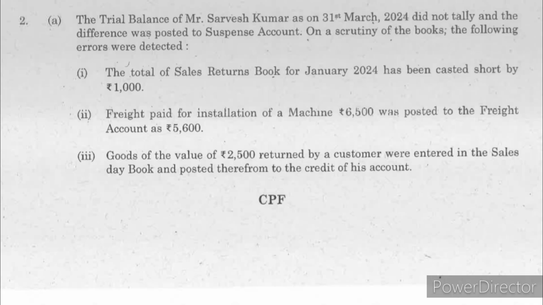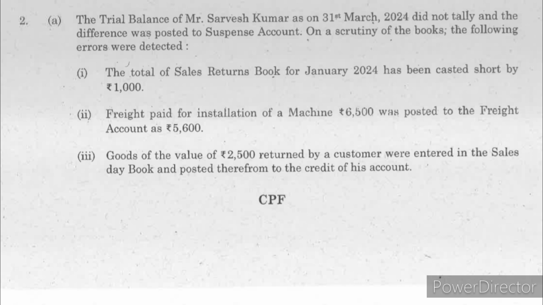So let's discuss question number 2A, which consists of journal entries related to rectification of errors in the books of Mr. Sarvesh Kumar as on 31st March 2024. Question says that the trial balance of Mr. Sarvesh Kumar as on 31st March 2024 did not tally and the difference was posted to suspense account. On a scrutiny of the books, the following errors were detected.